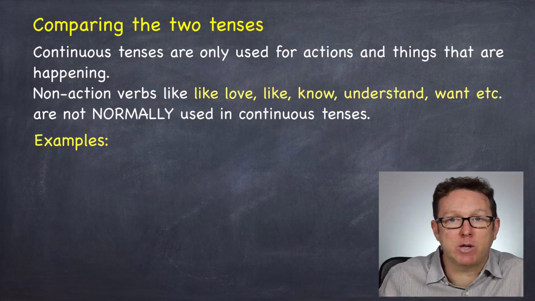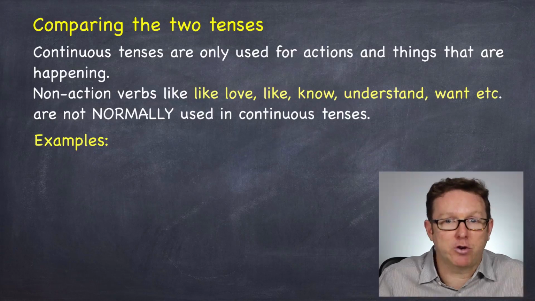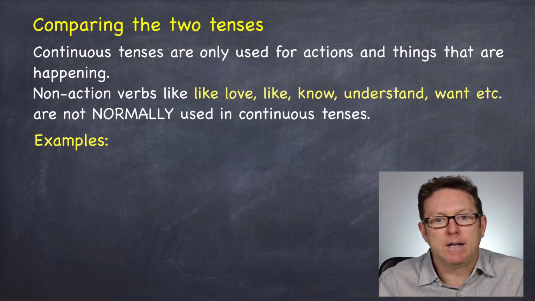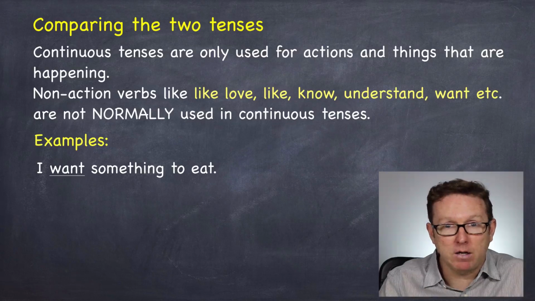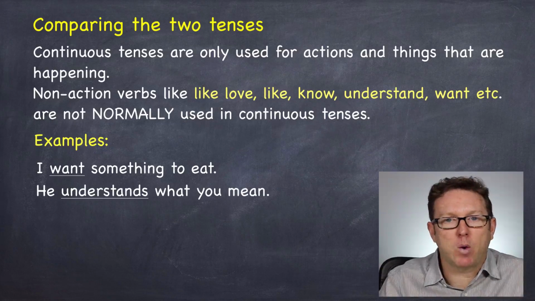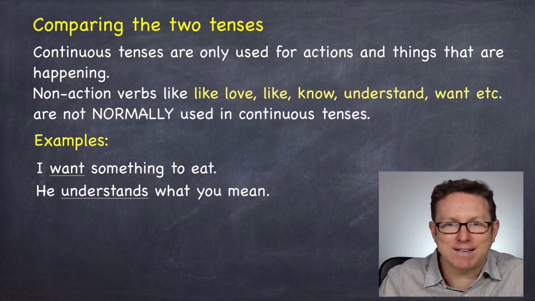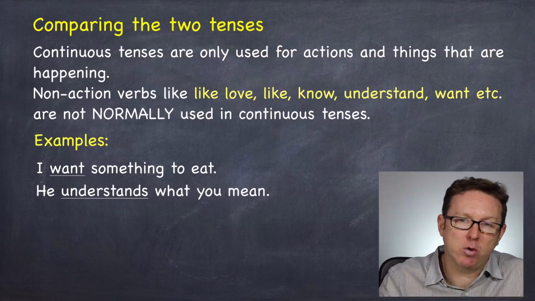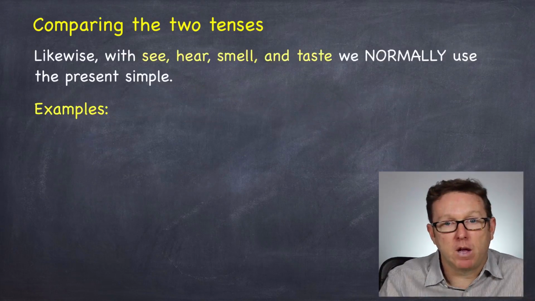Now, English is a language where you're going to see normally a lot. Okay, there's never anything certain, so they're always going to say normally. Some examples: I want something to eat. I'm hungry. I want something to eat now. Okay, so we use the present simple here. He understands what you mean. Okay, again, he understands. We couldn't say he is understanding, or we couldn't say I am wanting something to eat. So we use the present simple tense in those examples.